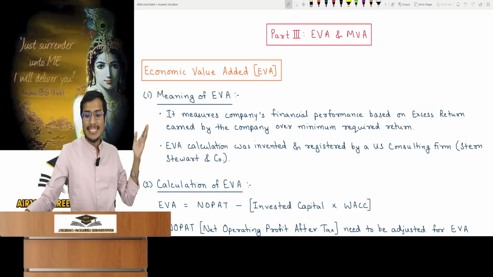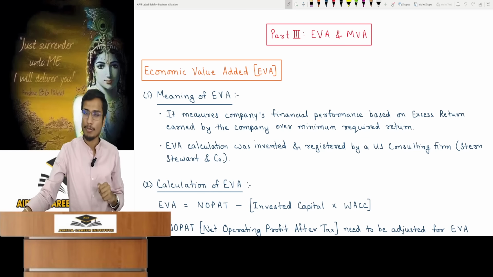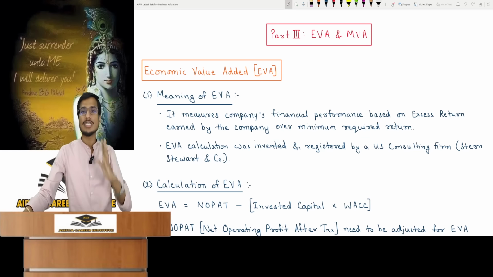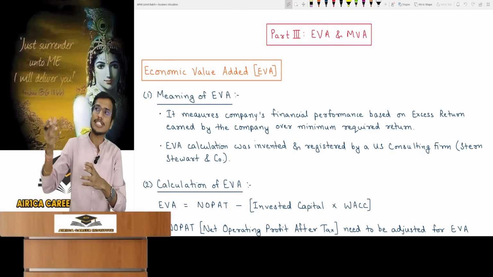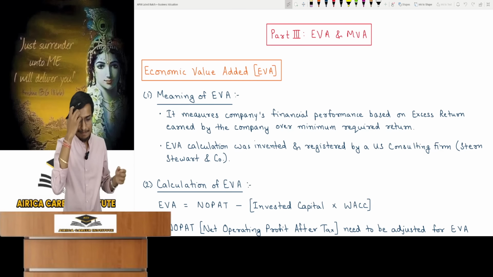EVA measures financial performance calculated as the excess return earned above the minimum required return. The higher this is, the better it is. It's simple. The higher the EVA, the better it is. That company will be that much better for investment purposes.